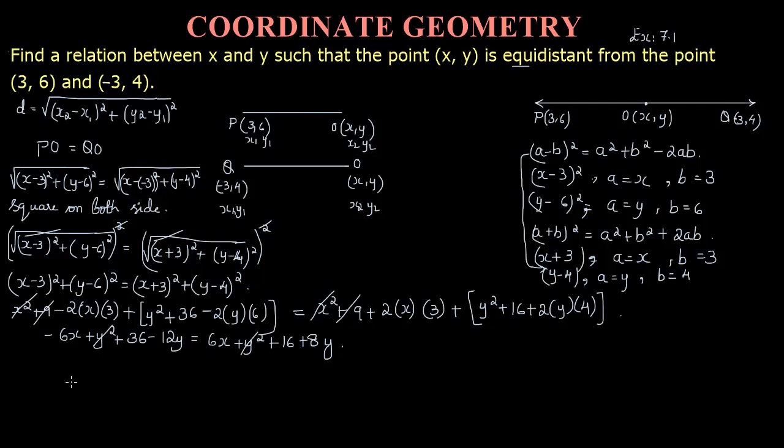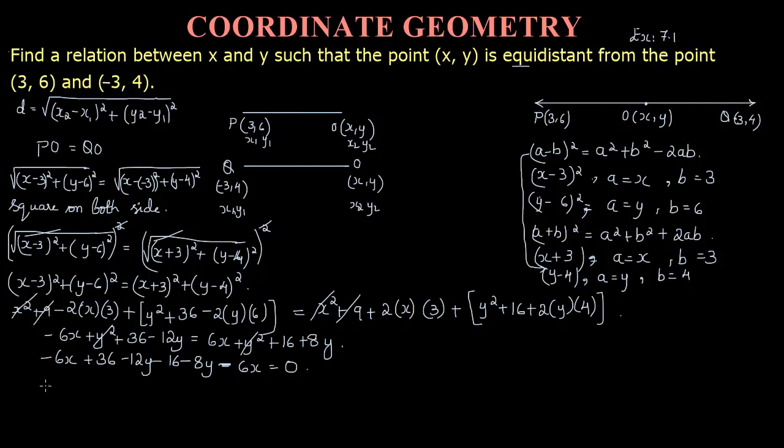So now let me shift everything on this side, on your left side. Minus 6x plus 36, then you have minus 12y, then minus 16 when you are shifting this side, it will become plus 16, and when you shift the other one, it will become minus 16, and minus 8y. Everything you have shifted this side, and there is one more term, that is 6x. If I am shifting it here, it will also become minus 6x is equal to 0. After shifting everything this side, nothing is there, so write 0.